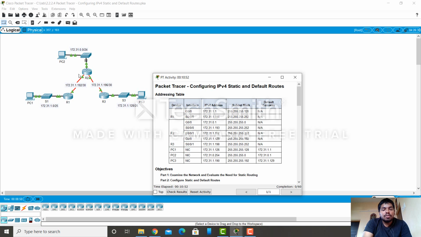Device R3, interface G0/0, IP address 172.31.1.197, subnet mask 255.255.255.192, default gateway N/A. And PC1 NIC interface, IP address 172.31.1.126, subnet mask 255.255.255.128, default gateway 172.31.1.1.